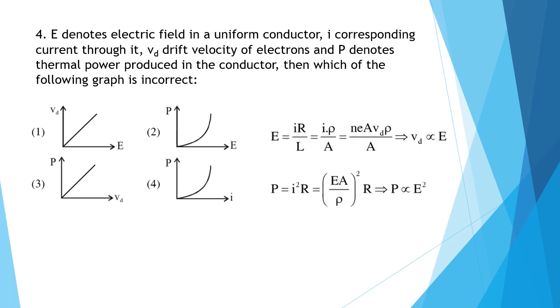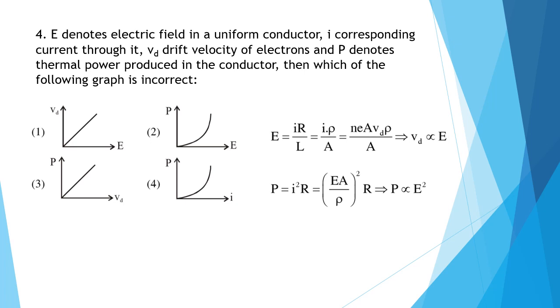So you know that V is equal to IR, and V, the potential, can also be written as E into L. So E will be IR by L. Now you can replace R with resistivity. You know R is equal to rho L by A. So when you substitute it, you get E is equal to I rho by A. And you can also write I as n e A Vd. So when you solve this, you get E is directly proportional to Vd.